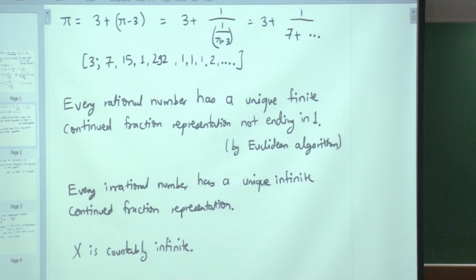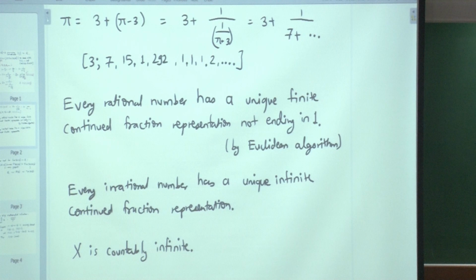What is its integer part? Well, if you do not have a calculator, then you will not know how to do it, but I am giving you this expansion anyway. Okay, thanks, it is 7, correct. So, 3 plus 1 over 7 plus dot dot dot, and I have just taken this value from the internet. It is 3 semicolon 7, 15, 1, 292, 1, 1, 1, 2 and dot dot dot, and it will continue indefinitely, and that is a guarantee.